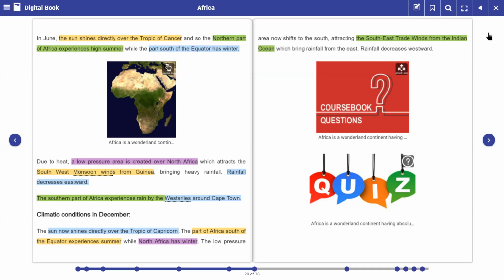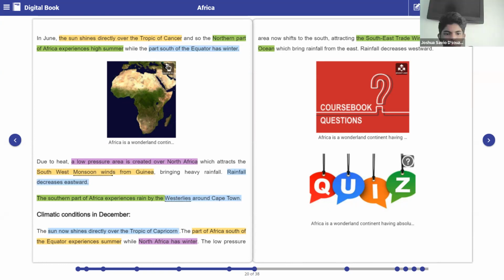Over here, if you see the June part, who brings rainfall? It is the westerlies, the southwest monsoon winds. Can you see? And here it is the southeast trade winds. This is the difference. Just because over here the winds are coming from the southeast, where will the rainfall decrease? Westward. And which part will receive rainfall then? The east part. Got it? Yes, ma'am.